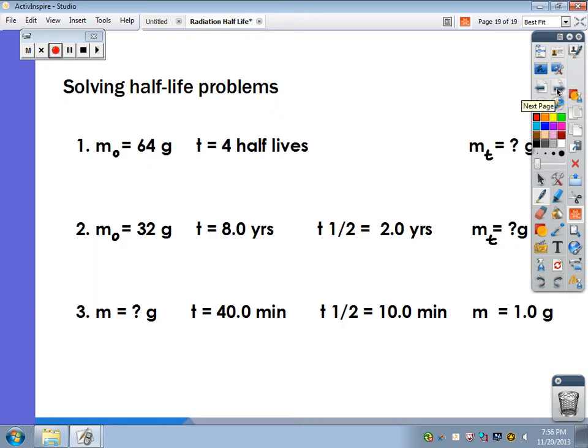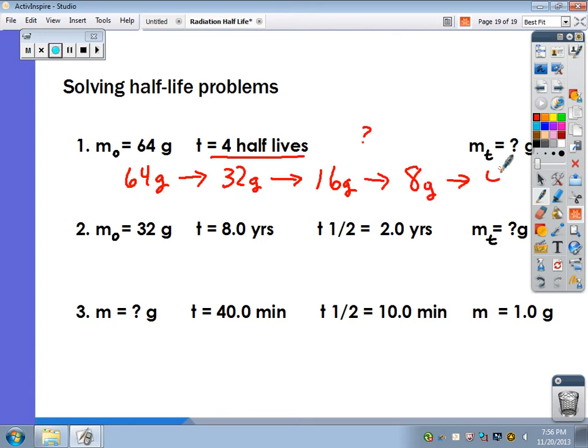Now what if you don't have a word problem and you just have problems like this? All right, I'll just start doing this right here. So what do I have? I have my original mass is 64 grams, right? And I have my half-life, or I don't even have a half-life, do I? No half-life. Do I need it? Well, what are they telling me? I have 64 grams and it cut in half 4 times. So that means 64 turned into 32. That's 1 half-life. Turned into 16. Turned into 8.